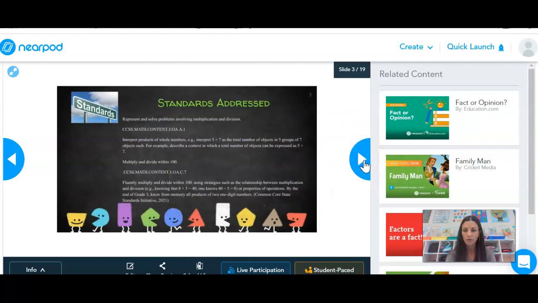These are the standards that we're going to address, which is represent and solve problems involving multiplication and division and multiply and divide within 100.